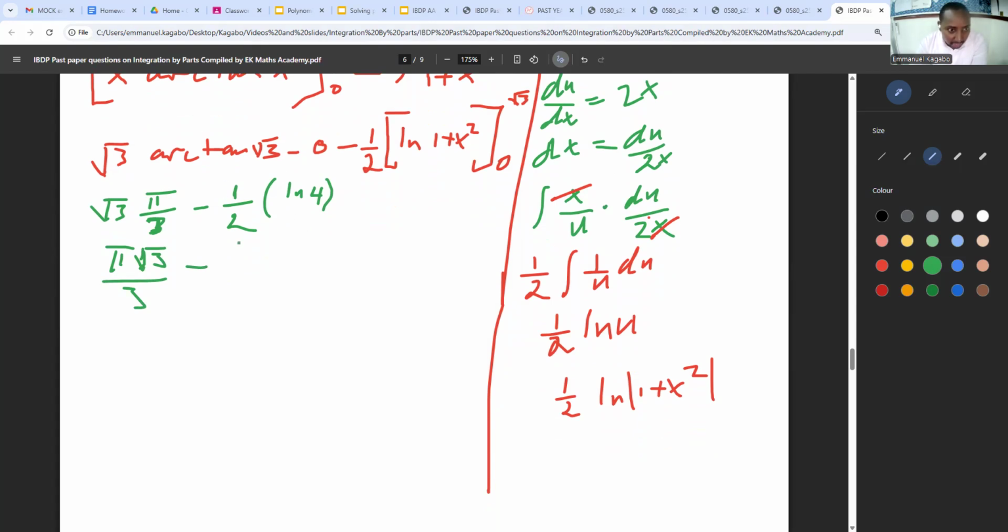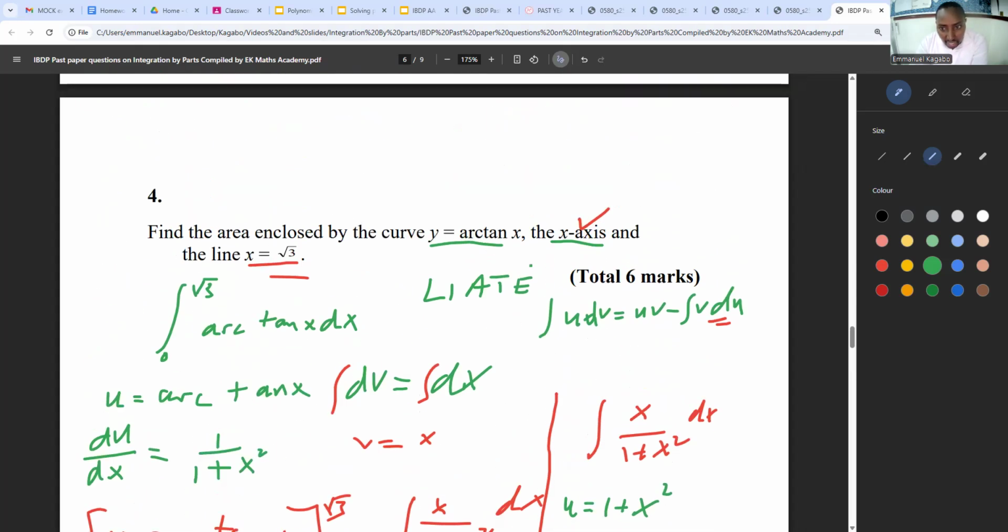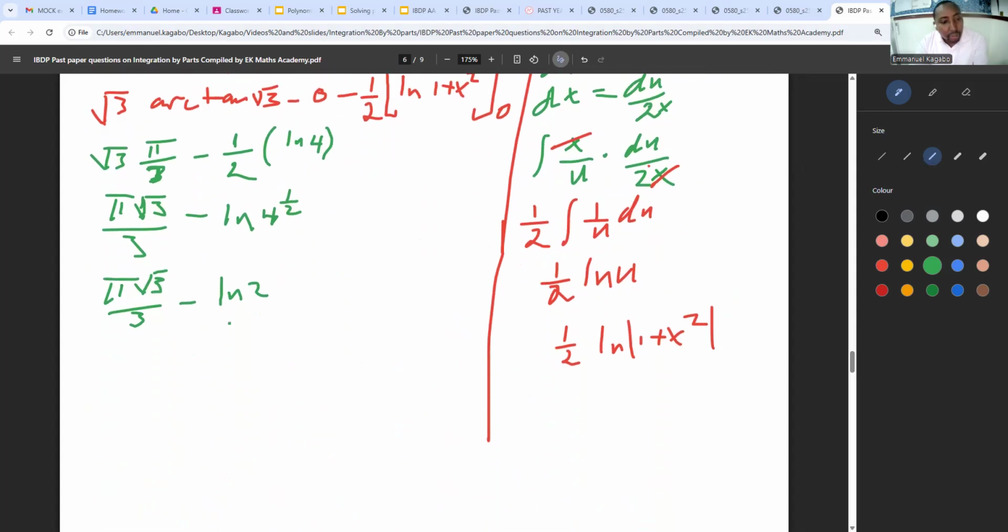Here, I can tie up. The question is over. But this means the ln 4 power half, right? Because if you have a number here from rules of logarithm, this one you can take it up. What's square root of 4, guys? 2. So my final answer here will be pi square root of 3 over 3 minus square root of 4 is 2, so minus the ln 2. That is the answer for non-calculator paper. For paper 2, you can type this one in your GDC and then you get the answer. But for non-calculator paper, you are going to leave your answer as this without making any mistake. Is that okay, guys? Okay, very good.